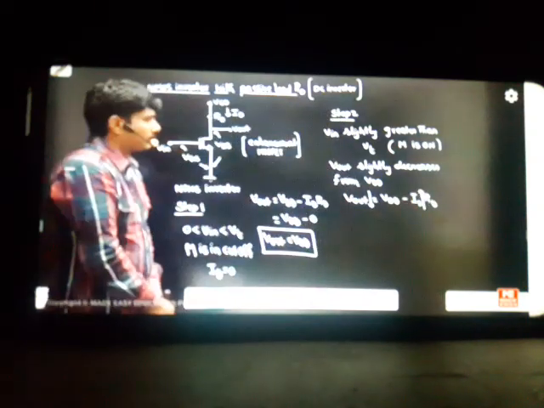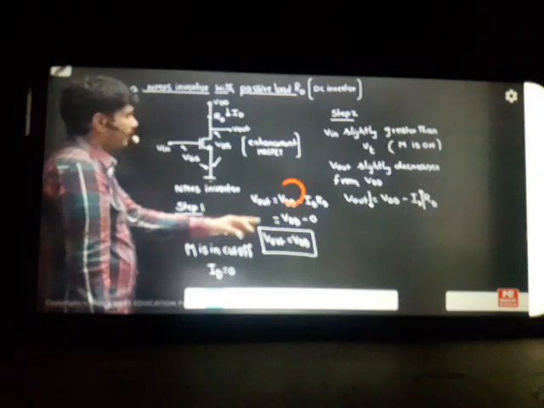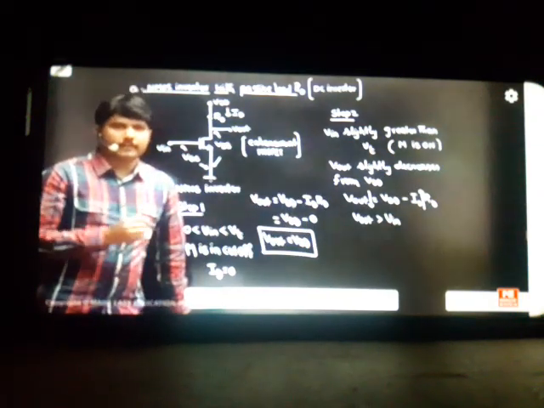So V out is decreasing because your ID is increasing. When the switch gets on, ID current will increase. If ID current increases, your output value will decrease. What I understood is that V out is slightly decreased from VDD, and the input value is slightly more than VT. Now you can see that the output value is very high, the input value is very low. With this concept, we can say that your output is greater than your input. When the output is high, input is low, because it's an inverter. When the input is low, output is already high. So slowly we are increasing the input.